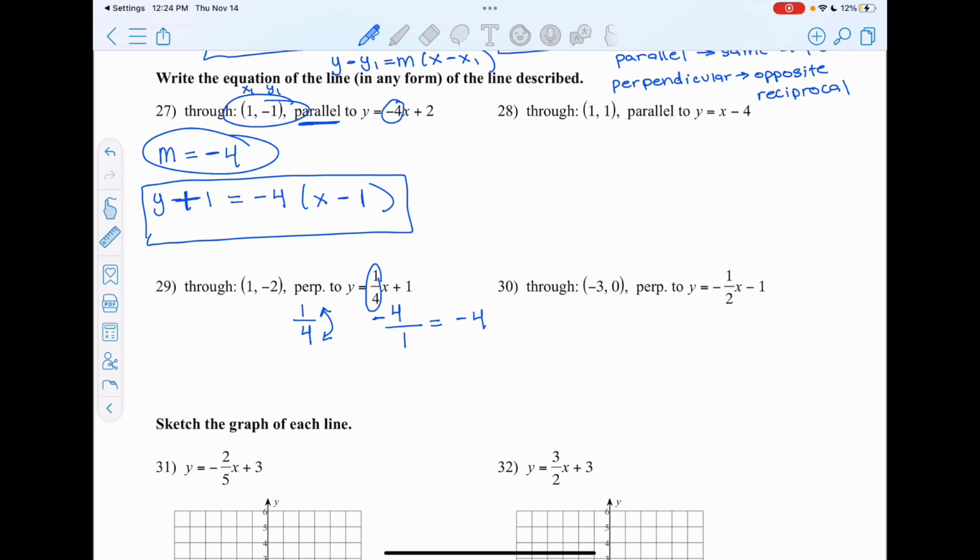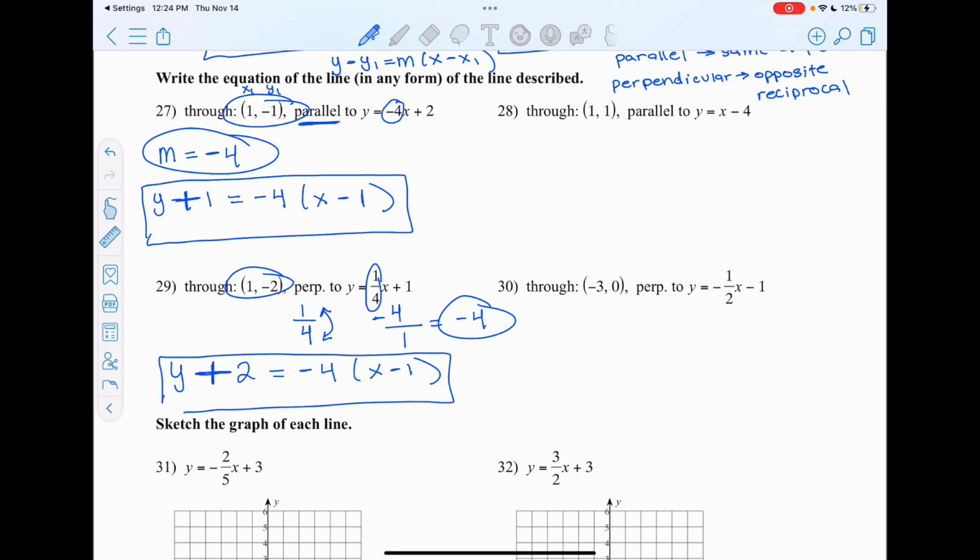And once again, since I have my slope and a point on my line, I will use point-slope form. So y minus y1, which is negative 2, is equal to my slope, which is negative 4, times x minus 1. Since I had two negatives right next to each other, that will turn to a big plus.